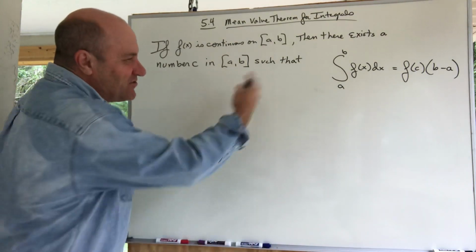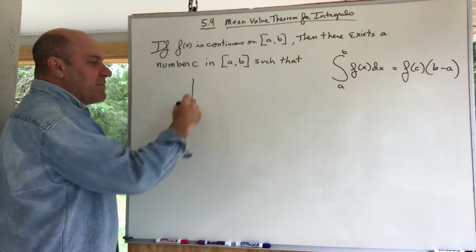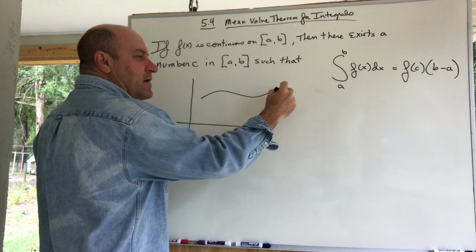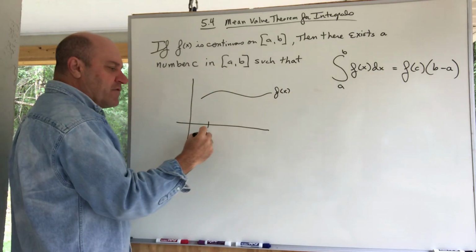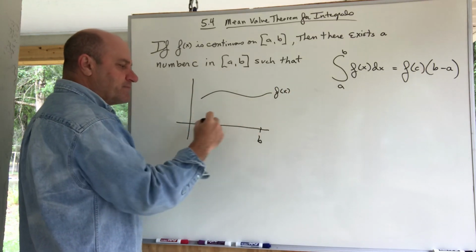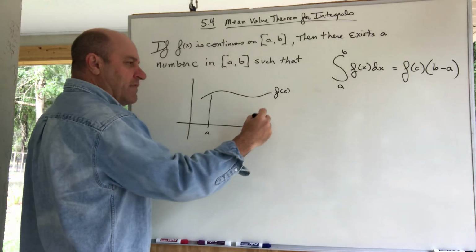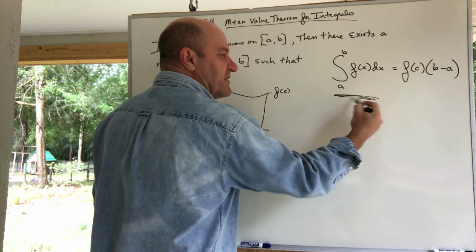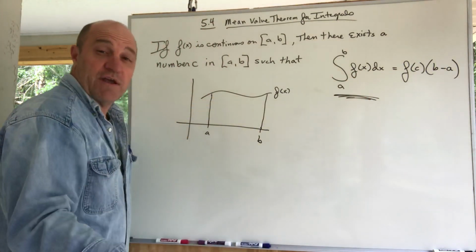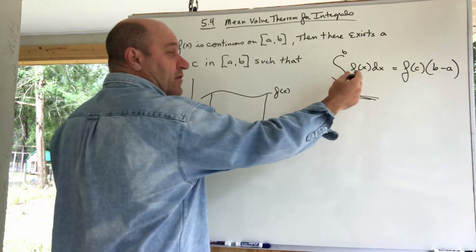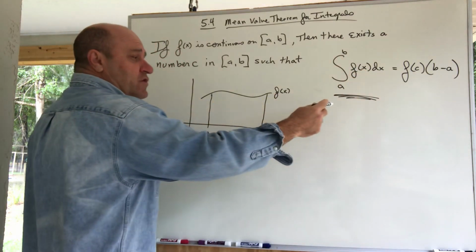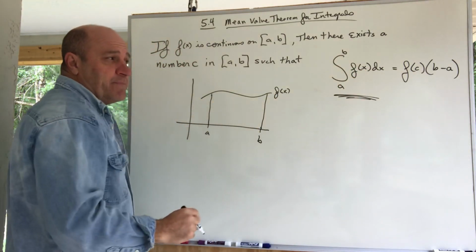Let me try to interpret that a little bit for you. I'll draw a picture. So I've got a function that's continuous. I'm working on this closed interval from a to b. And you know what this means. This side of the equation is the area under the curve of f of x from a to b. So that would be the entire area.